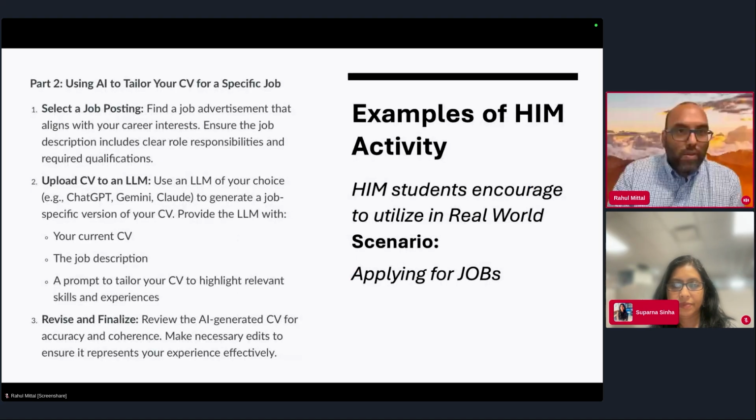So we haven't just stopped there. What we've done now is, even when they're writing a CV, we're encouraging them to take a job advert that they're applying for and put in their CV, which we've helped them refine, to tailor it to highlight relevant skills and experience, and use it to apply for future jobs.